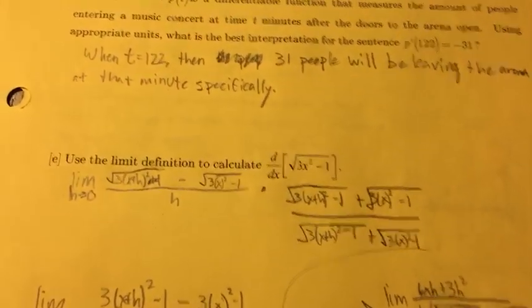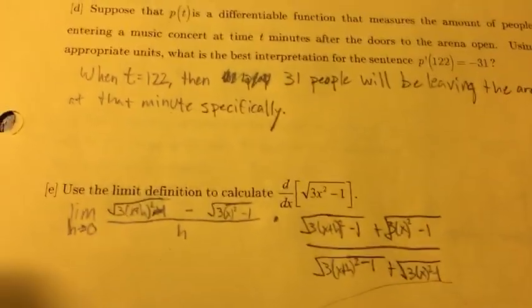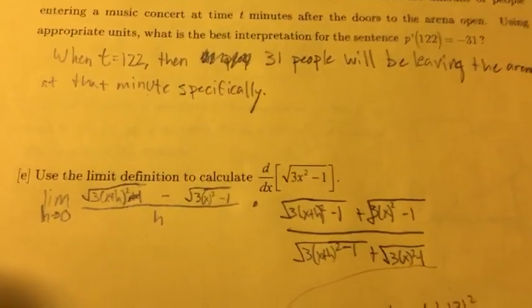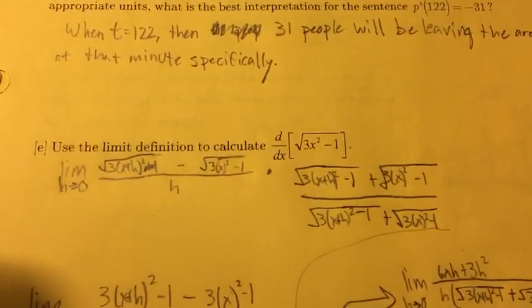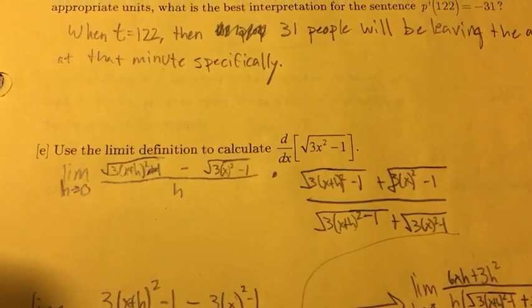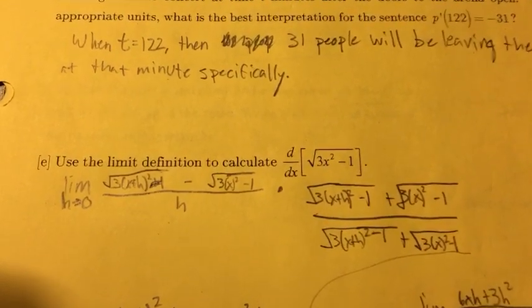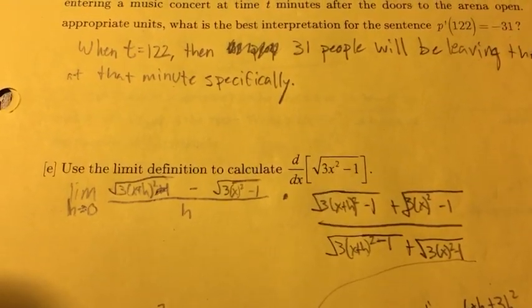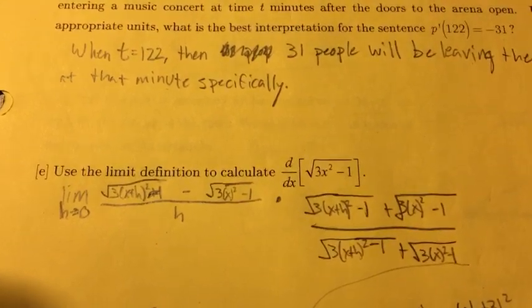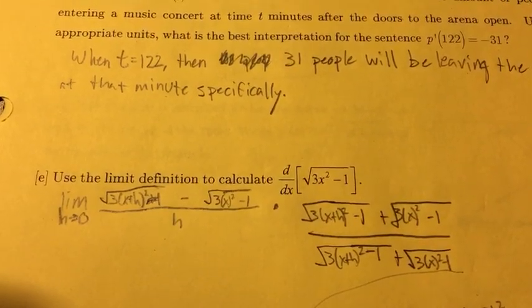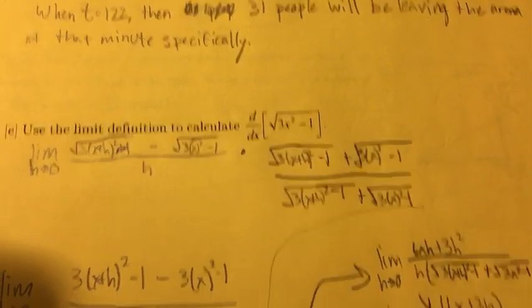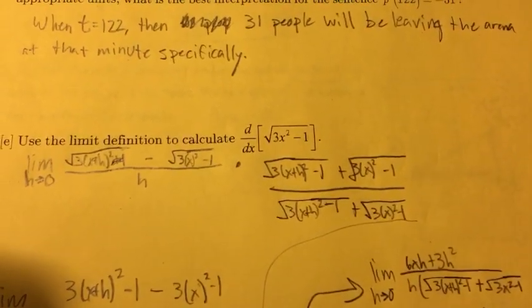Okay, and then using the limit definition to calculate the derivative of the square root of 3x squared minus 1. So the limit as h goes to 0, you plug it into the derivative formula. So that is square root of 3 in parentheses x plus h squared minus 1 minus square root of 3x squared minus 1 over h.